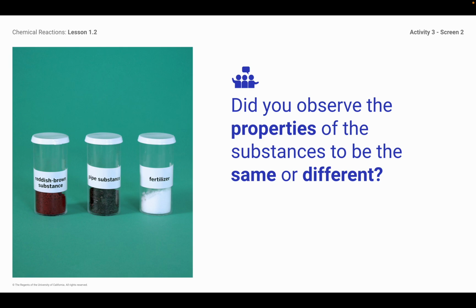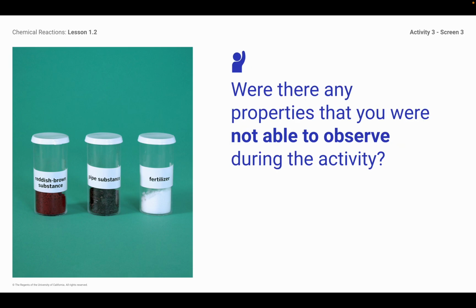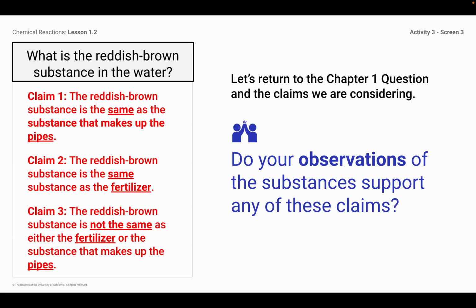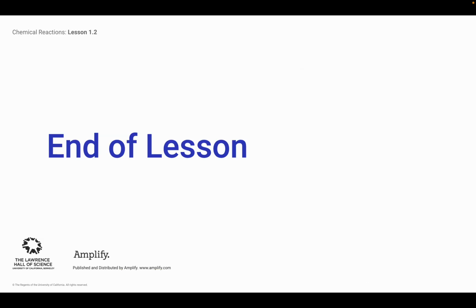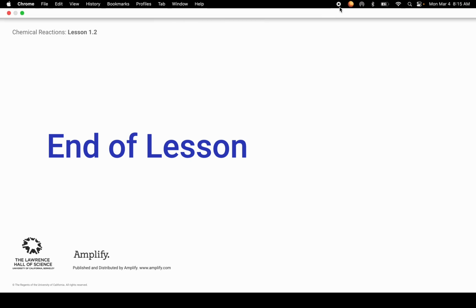So then we just had a discussion whether we thought these properties were the same or different. And then came back to the claims and said, is there anything based on your observations that would support or maybe even refute the claims? Of course, after the kids had to wash their hands, I made them take time to wash their hands and reset their trays, and that was the end of our lesson.